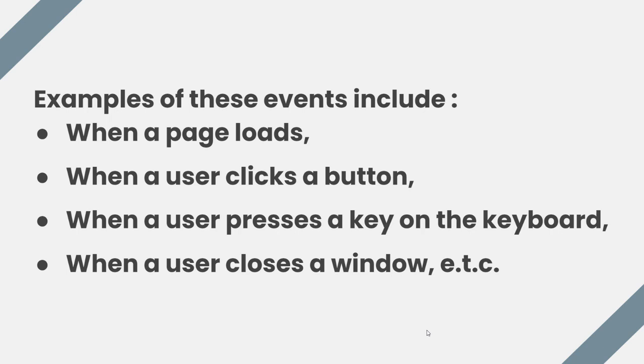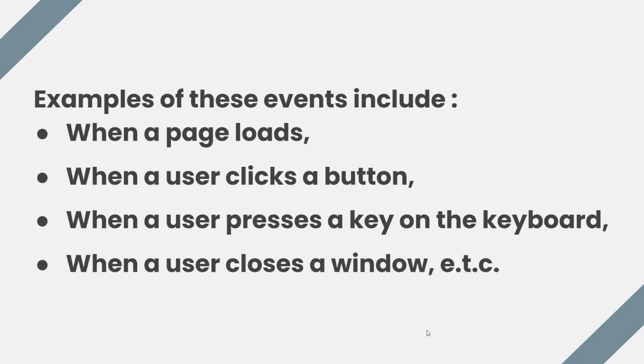So for the next event we have, which is when a user clicks a button. Well, this one is self-explanatory, and you would know that this is a user action. A user clicks a button, the button performs something. So the act of the button performing that thing that it will do is known as an event.